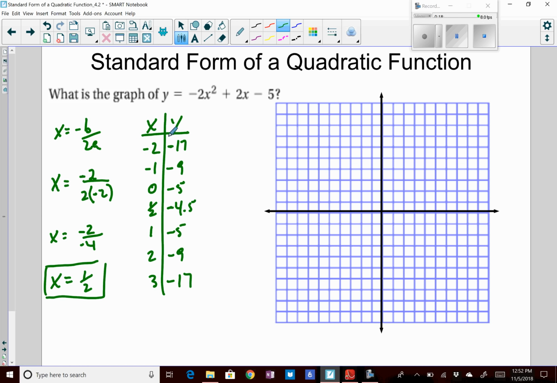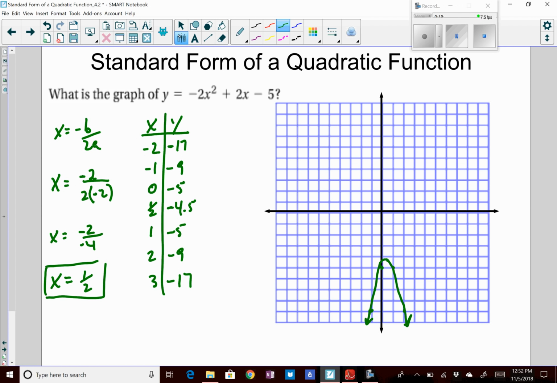I don't have enough room for the -17. I'll start with -1, -9. Then we'll go from there to 0, -5. It'll be 1/2 and -4.5. So that'll put it there. 1 and -5, and 2 and -9. So we're ready to connect them. And we have a graph.